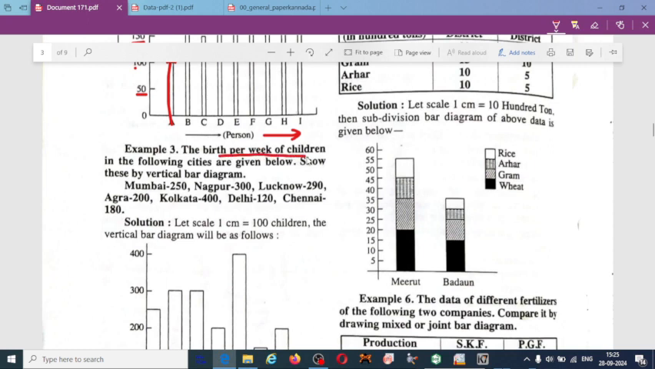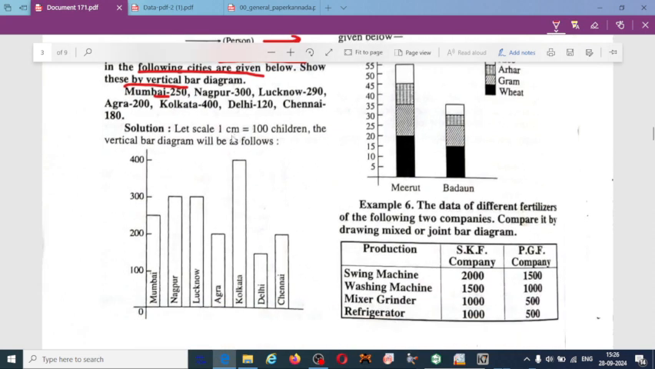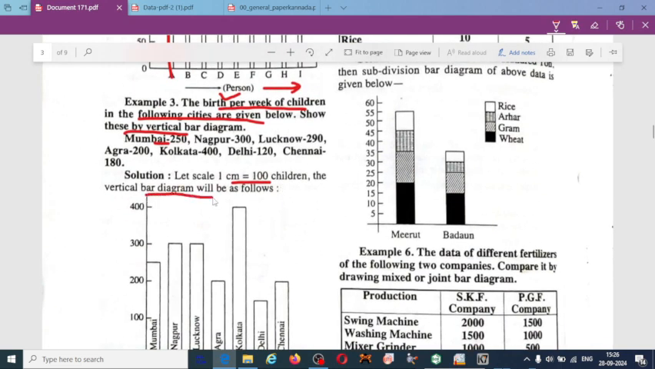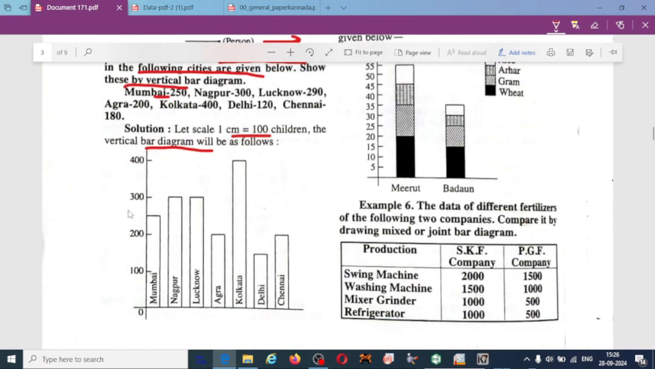Example 3. Births per week of children in the following cities are given below. Show these by vertical bar diagram. Here they have given births per week. In Mumbai 250 children are born per week, and then Nagpur, Lucknow, Agra, Kolkata, Delhi, Chennai. Solution: let us take 1 centimeter equal to 100 children. They have asked to represent it as a vertical diagram, so first take the x-axis and y-axis. On the x-axis the different places, on the y-axis the number of childbirths.